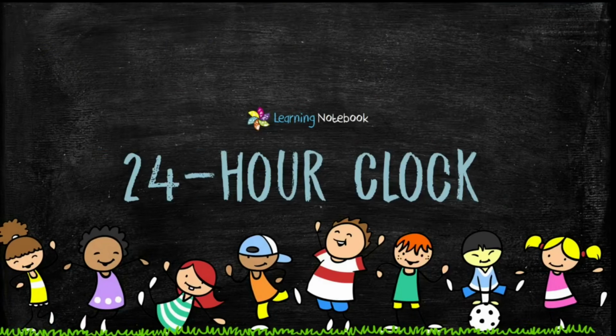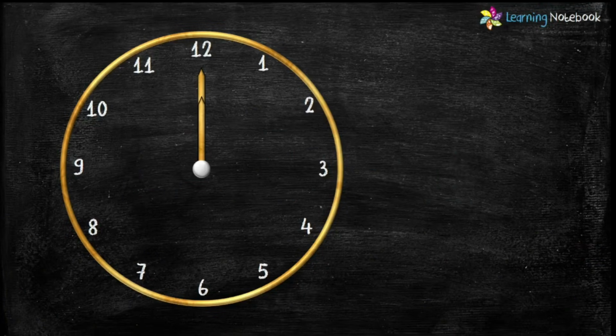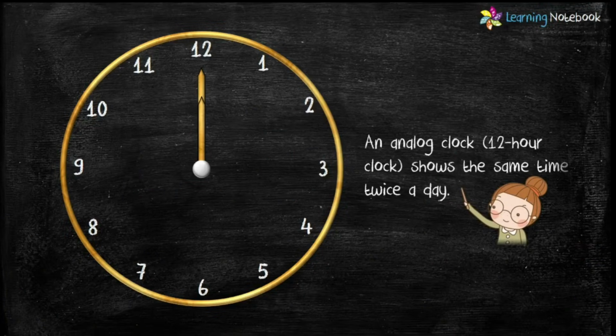Now let's understand the 24-hour clock. Students, we have already learned that the 12-hour clock or analog clock shows the same time twice a day. Like here, time in the clock is 4 a.m. Again, it will go round the clock and show 4 p.m. So the same time is being shown twice a day.